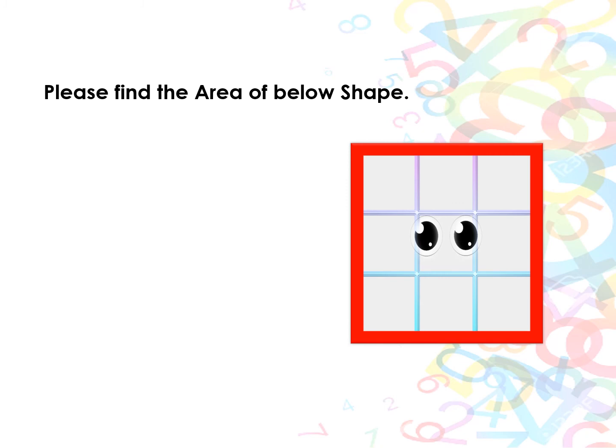Let's do this exercise. And exercise means it's your turn to do it. You got 10 seconds to find the area of the given shape. Time over. If your answer is 9 square units or 9 centimeters square, you are right. Bravo!